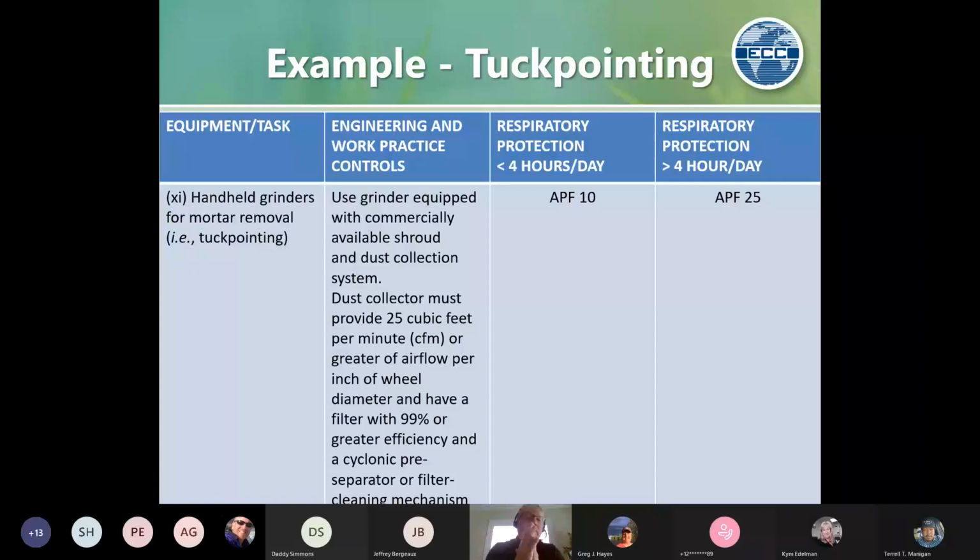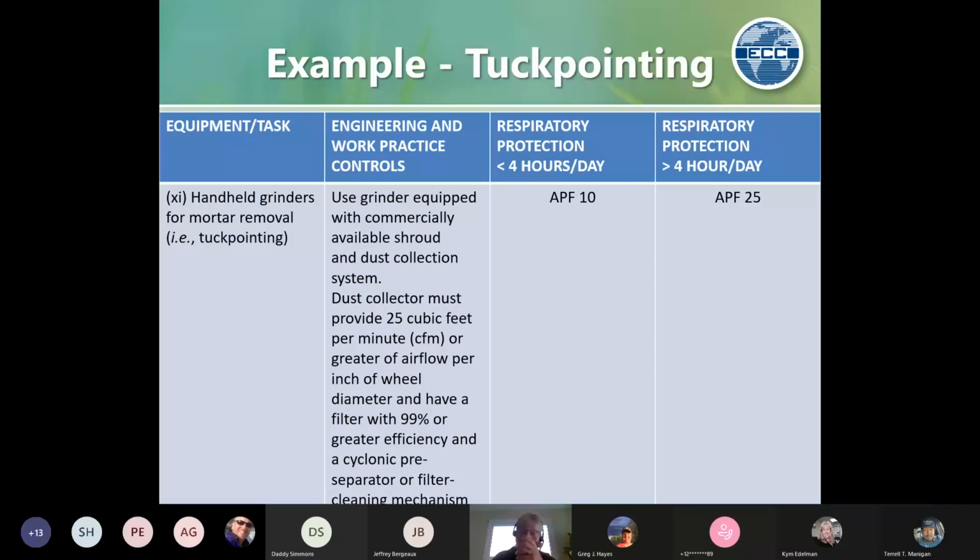So this is the way that table 1's set up. You can look at your table if you want to look at that instead of the slide, but it has a column for equipment and task, and there's specific types of equipment and tasks that it'll discuss. And for each one of those, it'll have engineering and work practice controls, and it'll have respiratory protection requirements. And the respiratory protection requirements are split. If you have an exposure less than 4 hours, it'll say one thing. If you have an exposure more than 4 hours a day, it'll say something else in some cases.